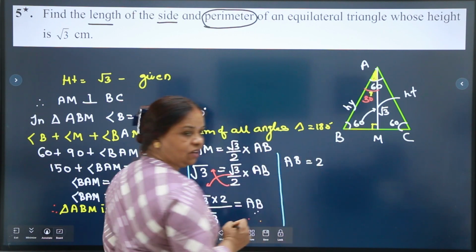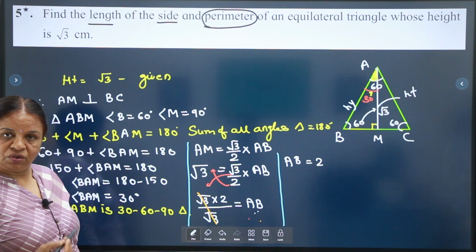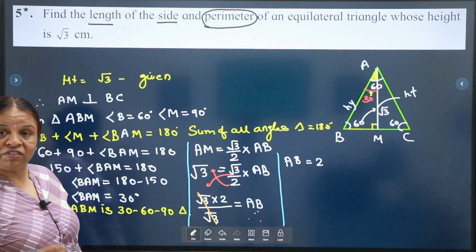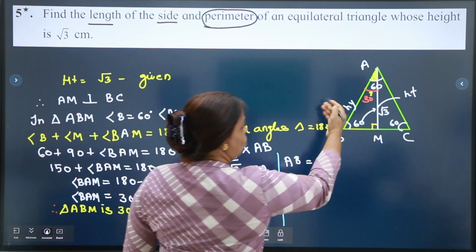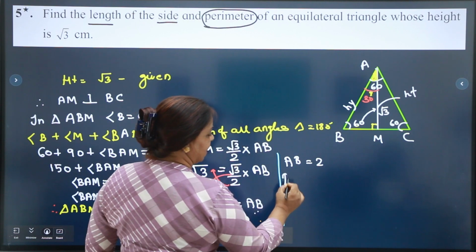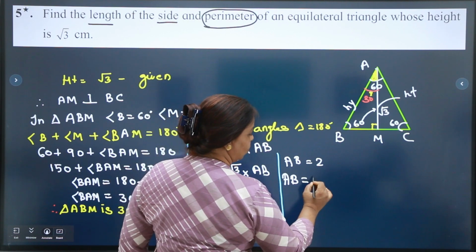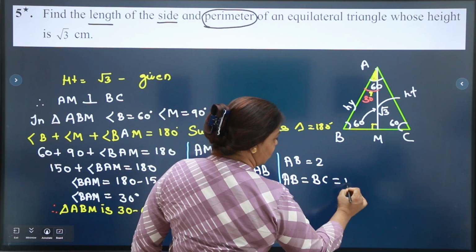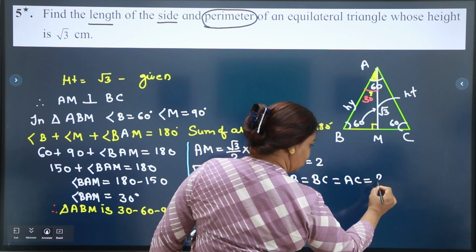So one of the sides of the triangle is 2. So all sides will be 2. So we can say AB equal to BC equal to AC, which is equal to 2.